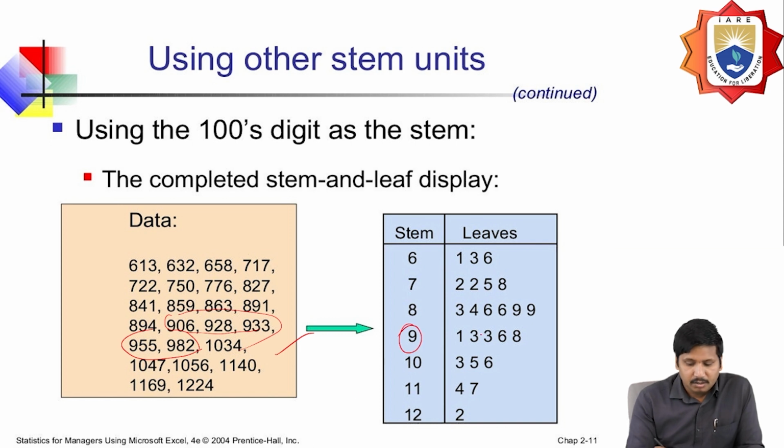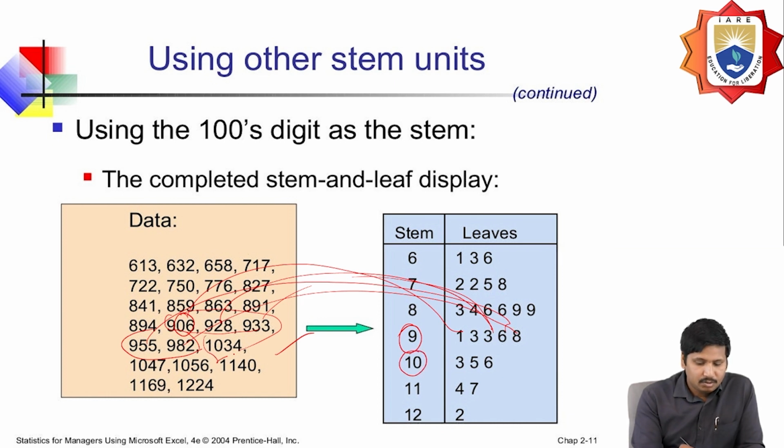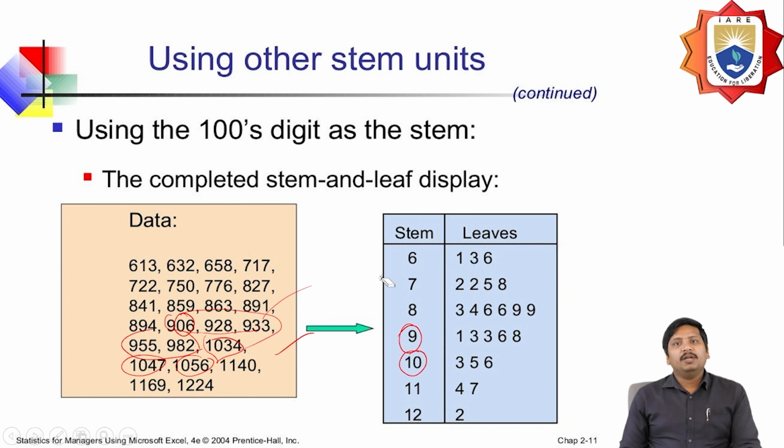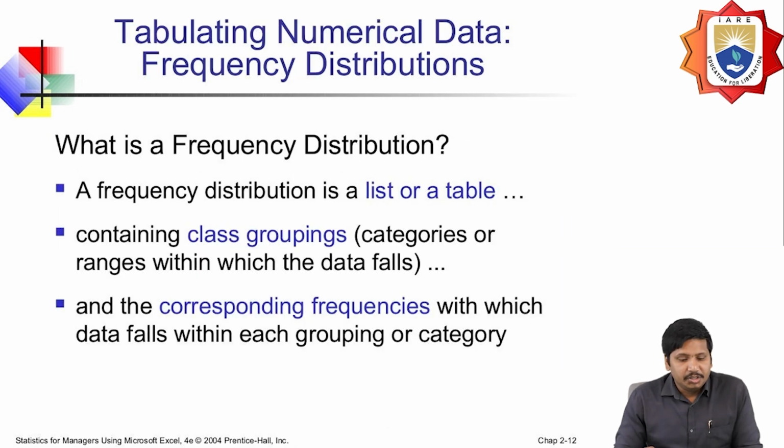So for stem 9, so 0 0.6 0.6, that should be 1 3 3 6 and 8. And for 10, so 1 0 3 4, that should be 3 and 4 7 5 5 6 6. So like this we are going to construct this stem and leaf diagram for the given data of 100 digits. And the next one is the frequency distribution.